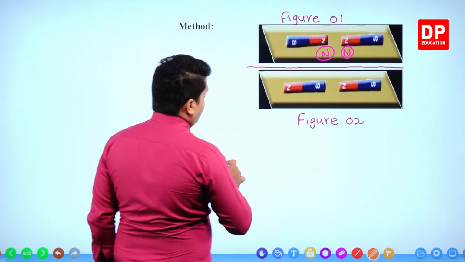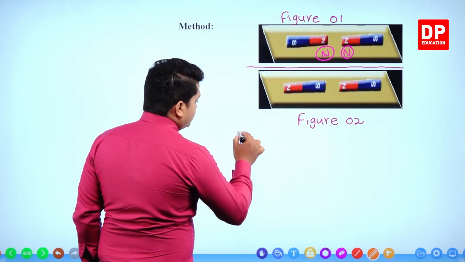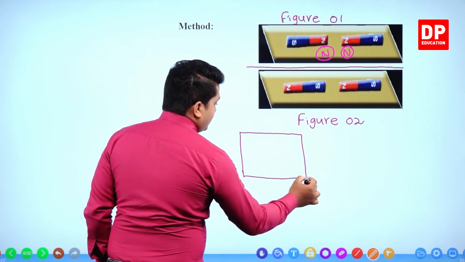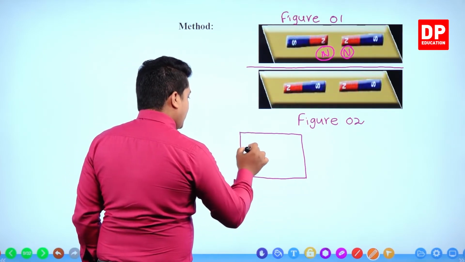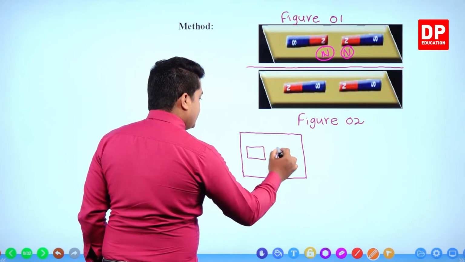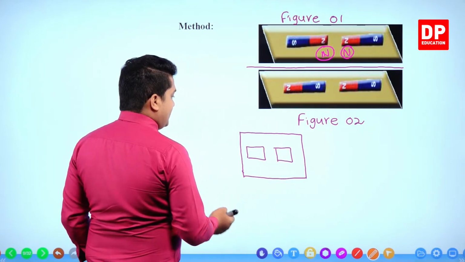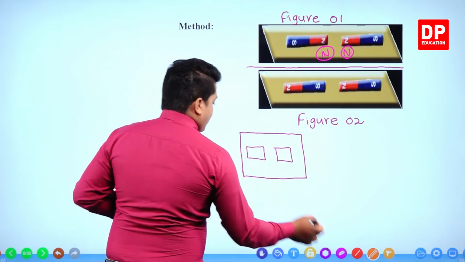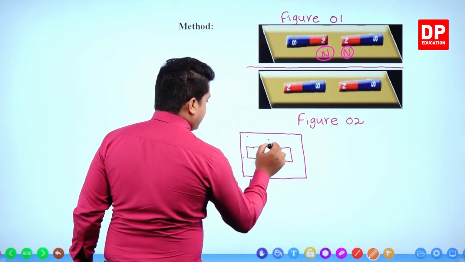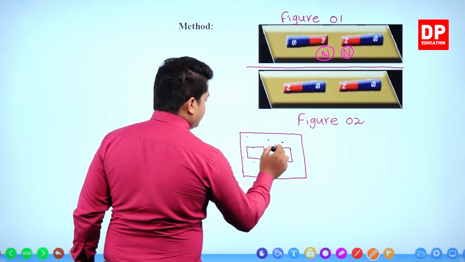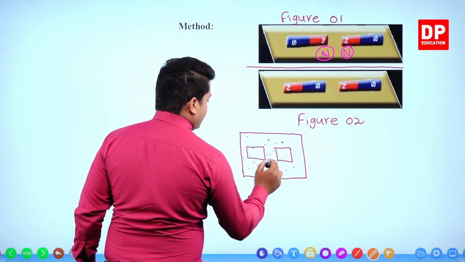I'll draw and show the arrangement then. So this is the A4 sheet, and below the A4 sheet you can observe the two magnets like this. Then there is iron powder around the A4 sheet like this. Now this is our setup.